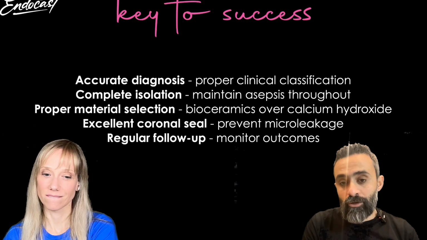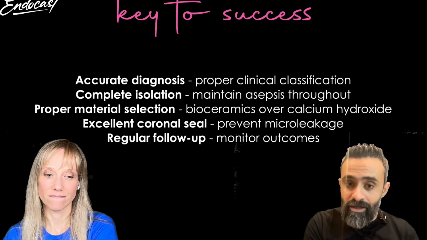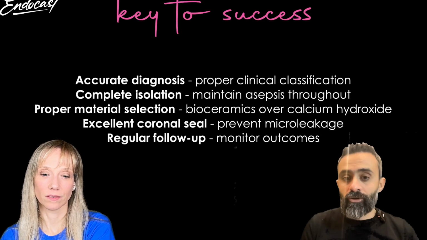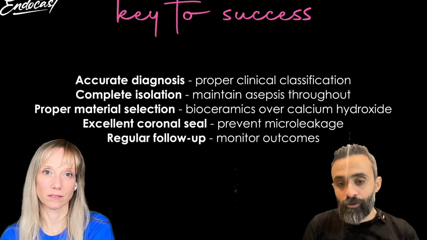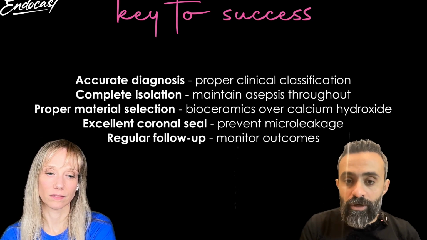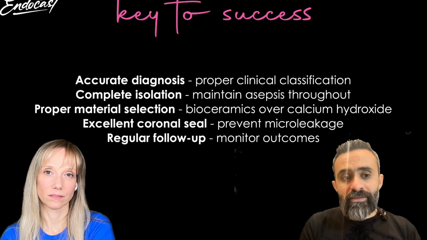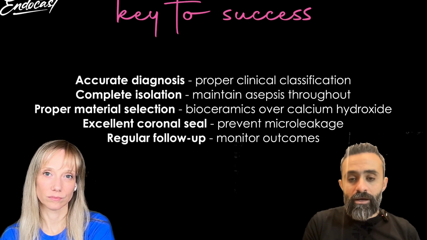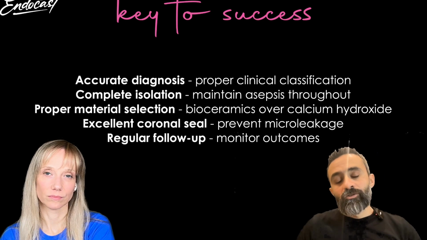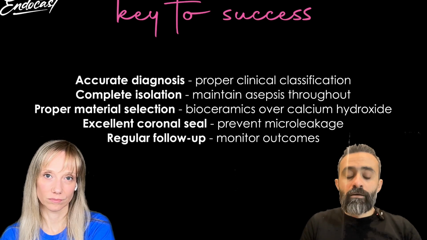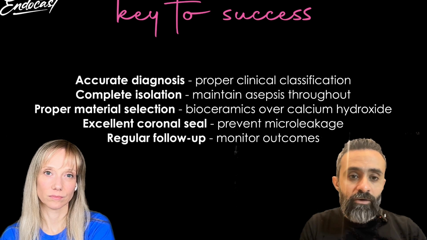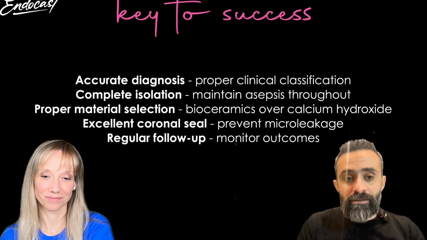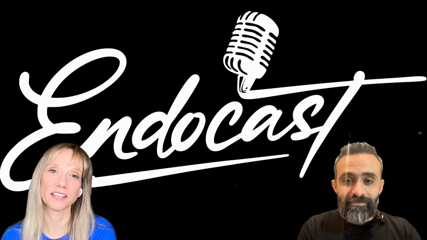Coronal seal is very important because it leads to long-term success of VPT cases, and of course regular follow-up just to monitor any change in the bone around the tooth or even a change in the coronal restoration. I think with these five keys to success, if you follow them at every step, you can reach a successful outcome. And maybe we can say now we have summarized vital pulp therapy in every aspect, haven't we? Yeah, I think so. I think so.